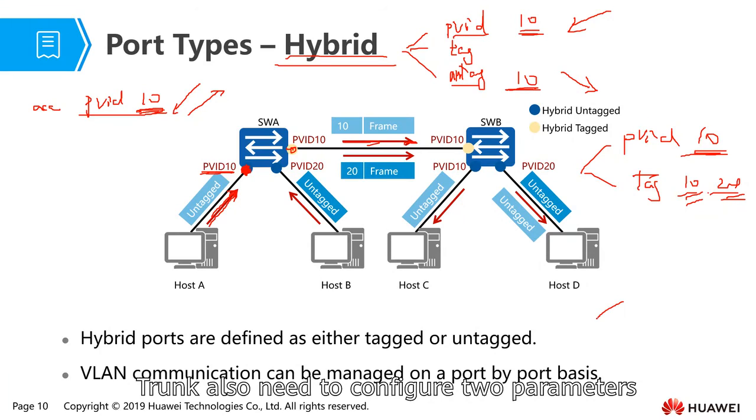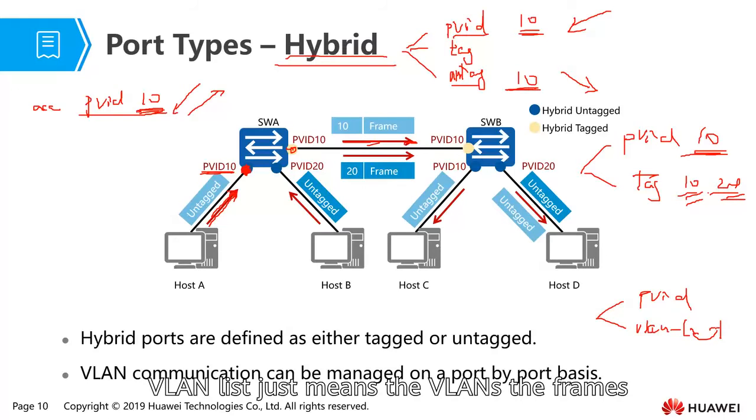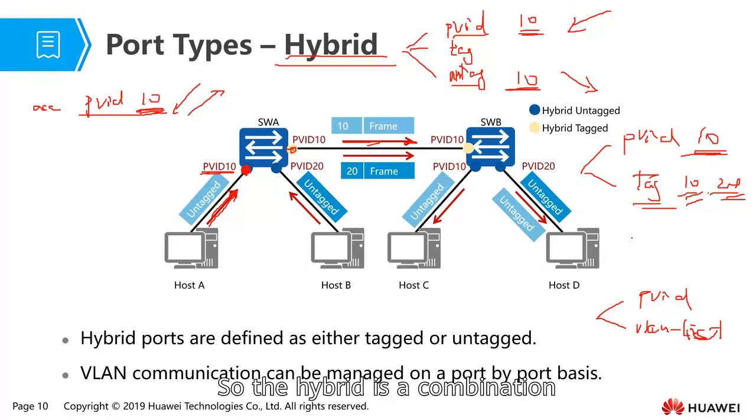A trunk also needs to configure two parameters. One is the PVID, and another is the VLAN list. The VLAN list just means the frames that belong to which VLANs are allowed to pass. Of course, all of this VLAN list is with tag. So the hybrid is the combination of the trunk and the access. Okay, this is a hybrid.